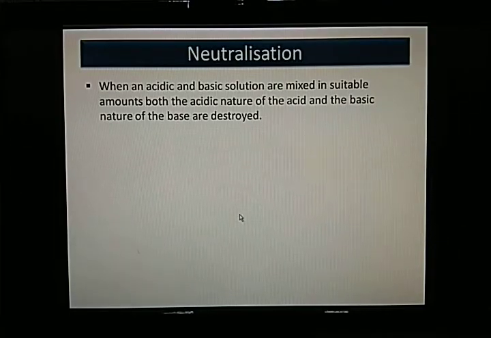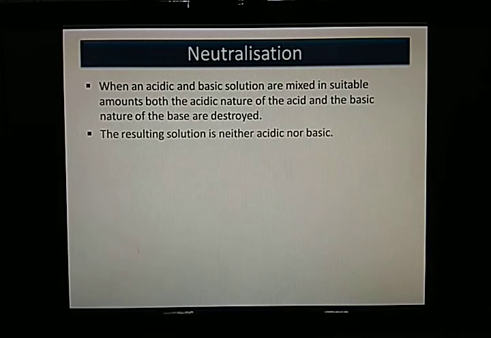Now look here. When an acidic and a basic solution are mixed in suitable amounts, both the acidic nature of the acid and the basic nature of the base are destroyed. That's what we discussed just a while ago, so no confusion on this point, I guess. Both their natures get totally destroyed. The resulting solution that we get is neither acidic nor basic.